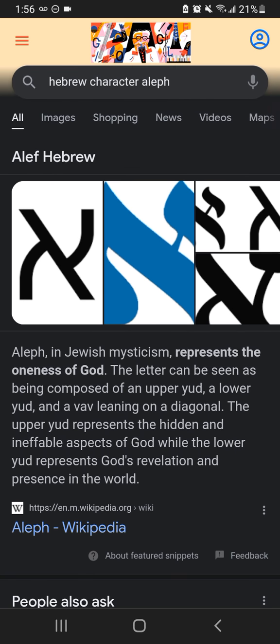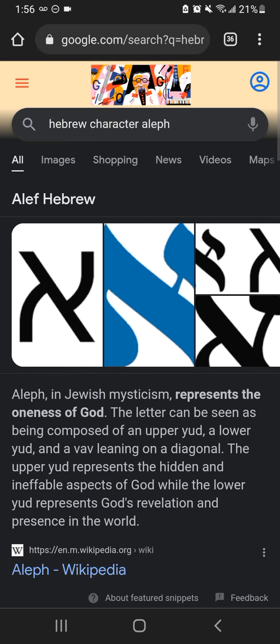Aleph on Wiki. Aleph in Jewish mysticism represents the oneness of God. Probably because the word for one, echad, starts with an Aleph. Praise the Father. It says the letter can be seen as being composed of an upper yod, a lower yod. Yeah, so this is getting into some deeper stuff that I could break down, but I'm definitely not going to do that right now. We have the plain or basic understanding or knowledge concerning this Aleph right here, and that's all I wanted to provide.